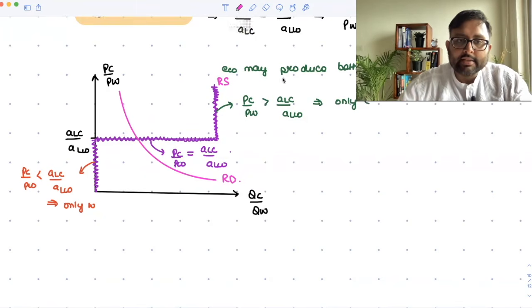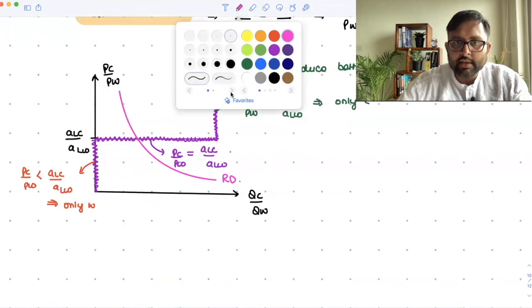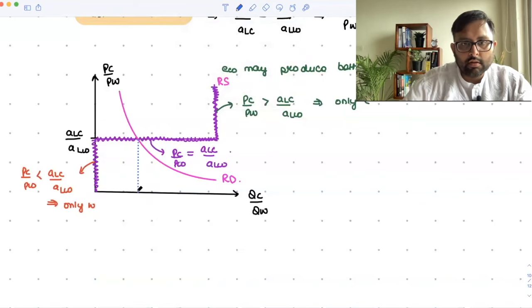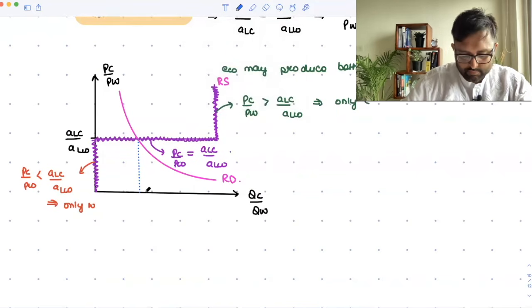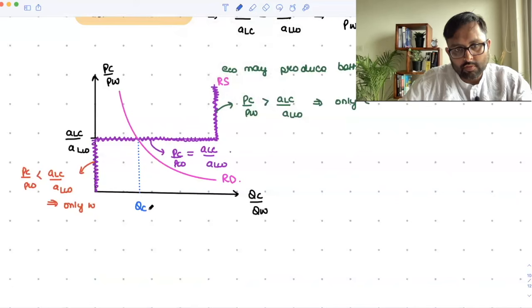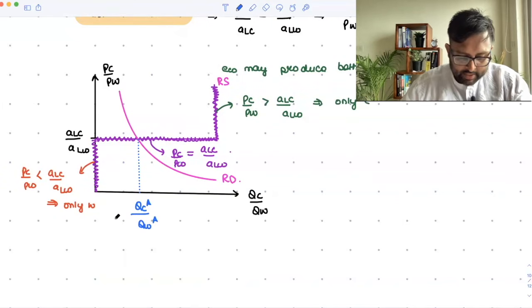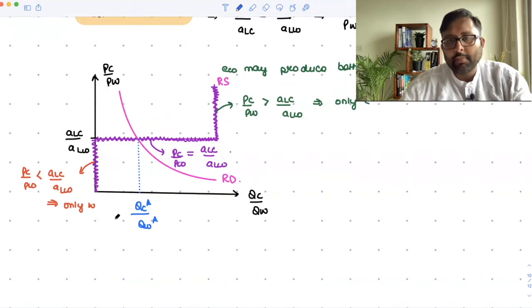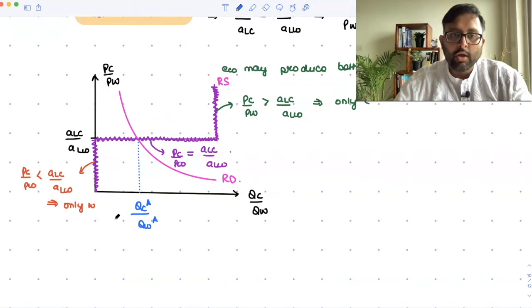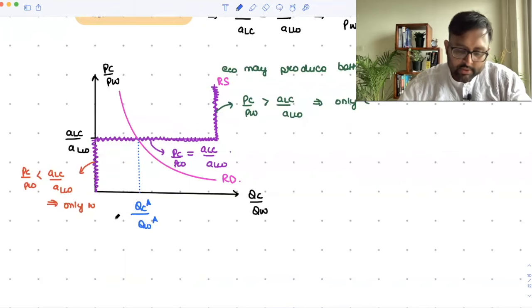So let's say it is intersecting at this part, and in that case, I'm actually producing both. I'm writing this as QCA by QWA. And this seems reasonable also. Why? Because when you are not trading, you should be producing both of them. You can't depend upon the other country to produce something for you and then trade that with what you are producing. So it is reasonable enough to assume that it is going to intersect at this part, right?